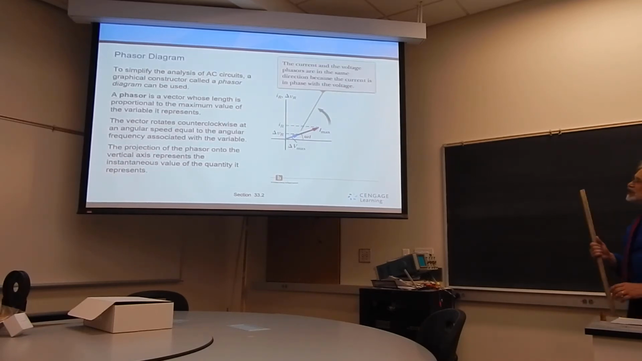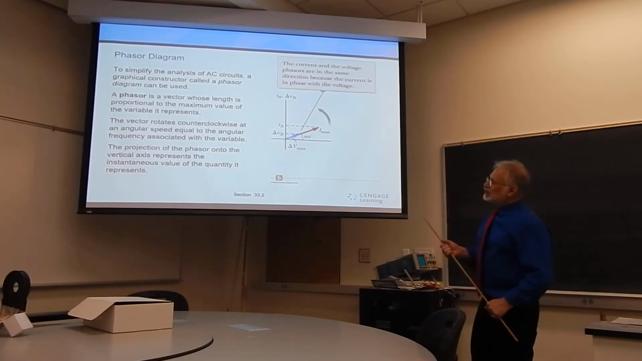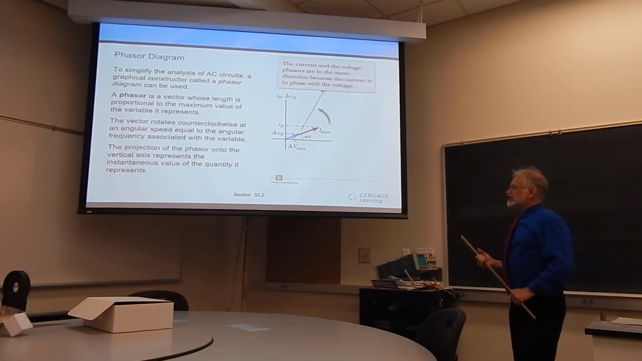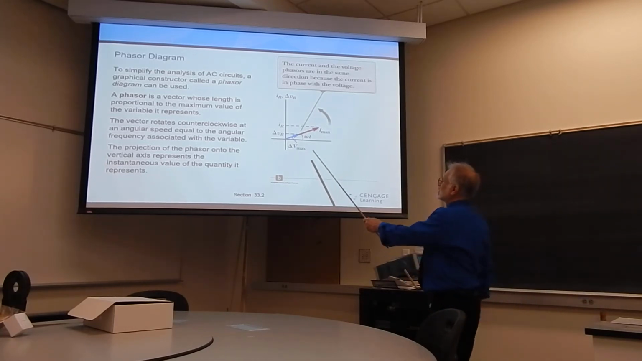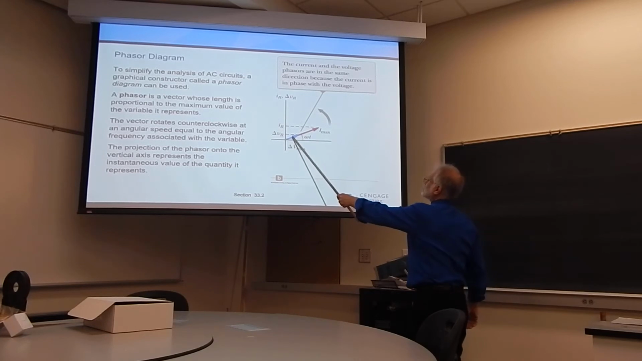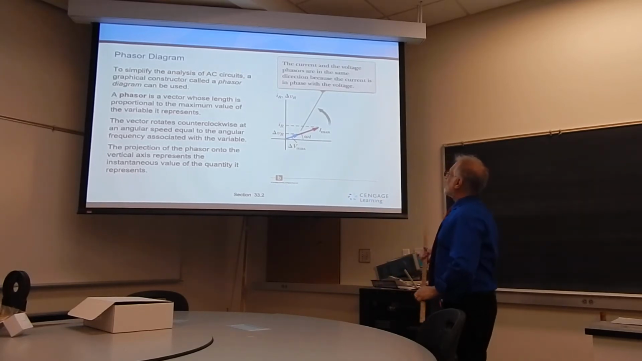One of the things that we do to analyze AC circuits is to employ phasor diagrams. These are a little bit confusing at first, but they turn out to be pretty useful. What's happening is the length of the phasor, the vector, so to speak, is going to be equal to or proportional to the maximum value that it represents.